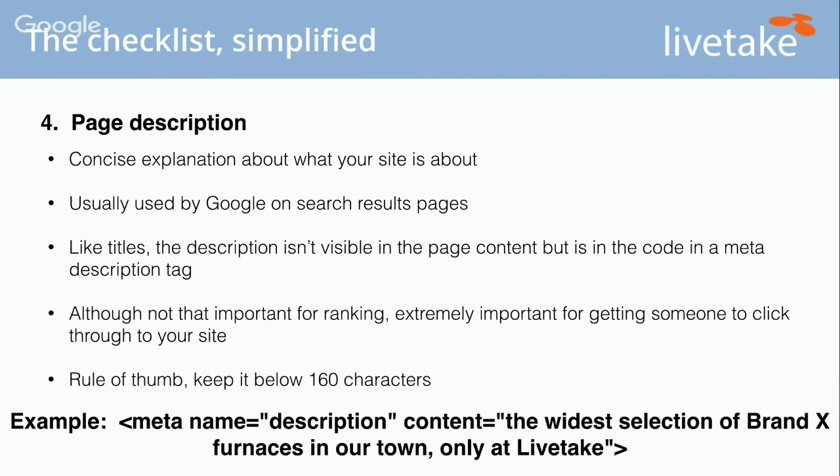And as an example, this might look like another language to you if you're not familiar with HTML, but that's what the actual code looks like on the back end. That's the meta description tag. And you can see right after content, we put in the widest selection of Brand X furnaces in our town only at LiveTake. That's just as an example what I might put in the description, and that's what I would want to show up in my search pages.